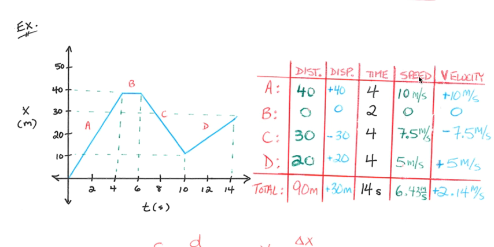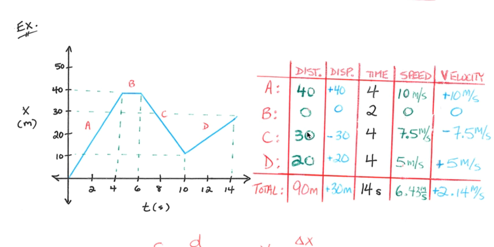Now, speed and velocity, this is where things don't necessarily get tricky, but you have to be very careful. Since speed is distance over time, I have to take my distance value, which is 40, my time value, which is 4, and distance over time, 40 divided by 4 is 10 meters per second. For this first section, I was traveling at 10 meters per second. B, well, 0 divided by 2 just gives me 0. I didn't have any speed. I didn't go anywhere. I wasn't moving.